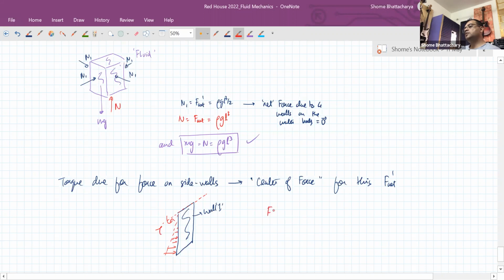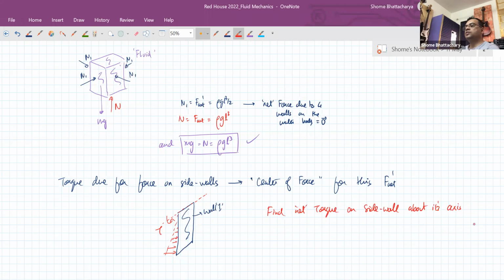So we want to find the net torque on the side wall about its axis, or about an axis which is at its upper edge. Okay. At its upper horizontal edge, like the dotted axis that I've shown here. So about this axis, I want to consider the net torque.